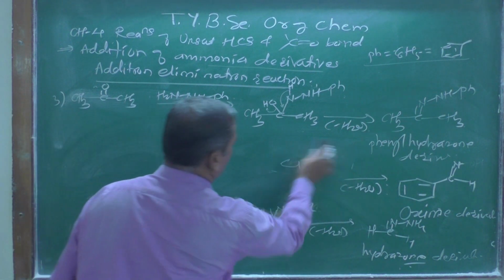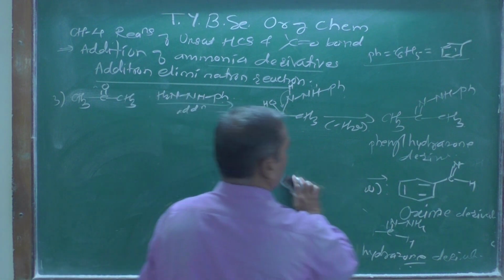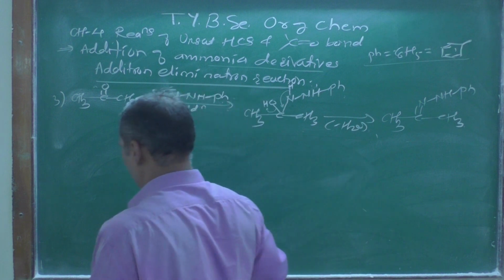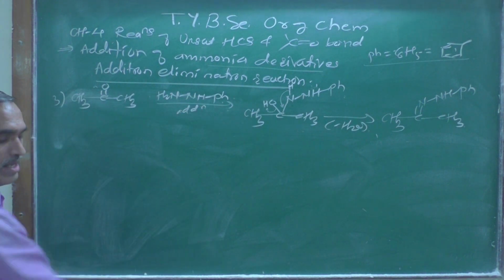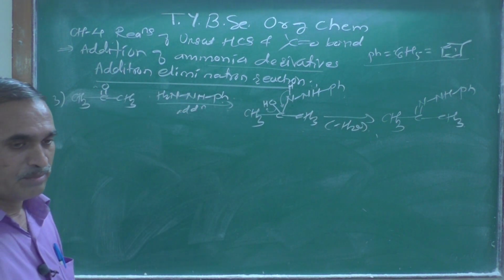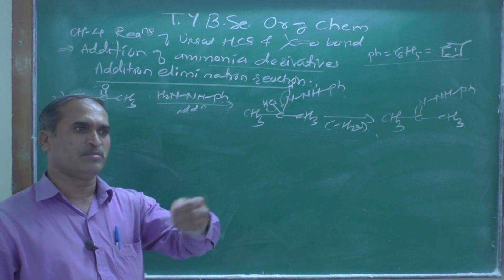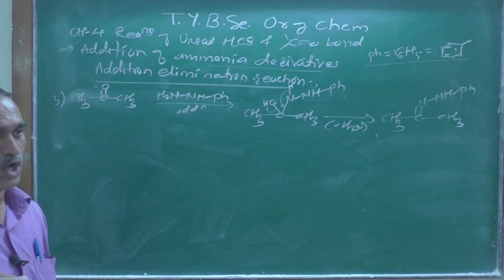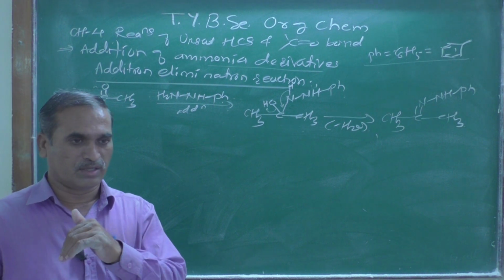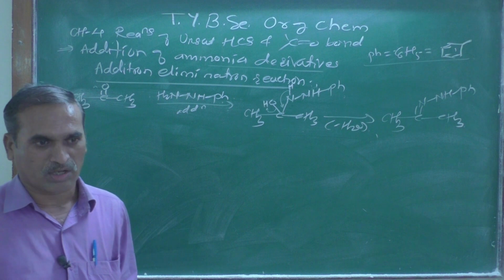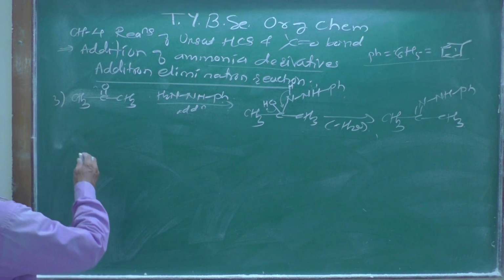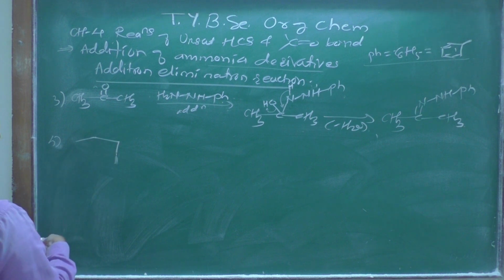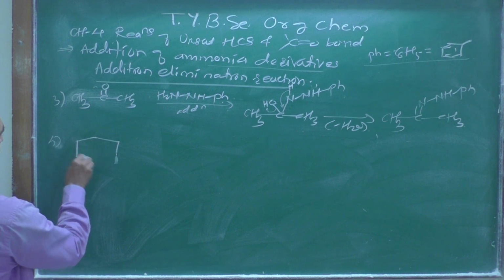Now let us look at another example over here, so that once you know the general mechanism, you are able to predict the product, because if you know the mechanism, it is very easy to predict the product. If you are not knowing the mechanism, then you never predict the product. So please remember that one. Now let us see the fourth one. Suppose we have another one, that is this one.